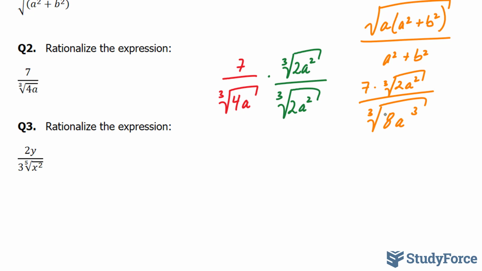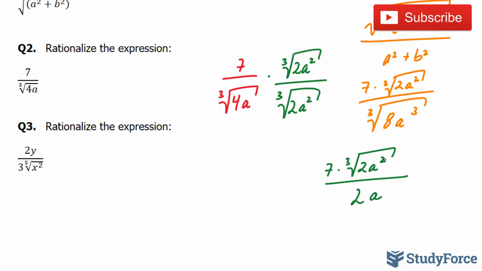Now watch. What is the third root of 8? It's 2. 2 times 2 times 2 is 8. Let's write down 2. And what is the third root of a to the power of 3? It's a. And at the top, we're left with 7 times the third root of 2a to the power of 2. We've accomplished our goal. We no longer have a radical in the denominator. Let's move on to our last question.